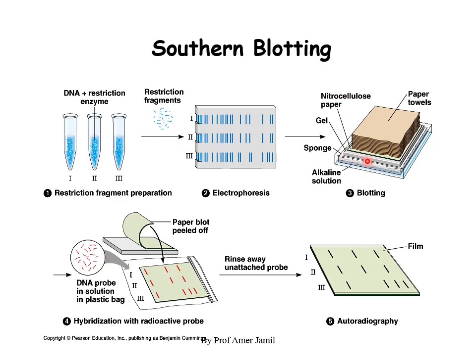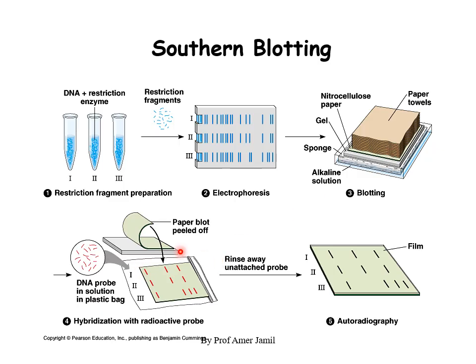So this is our gel, this is the sponge, this is the buffer, and these are the paper towels. With capillary action, the whole thing will move up, meaning the DNA bands, and because of the alkaline solution they will be single-stranded DNA, with no hydrogen bonds, so they will be transferred to the nitrocellulose membrane or nitrocellulose paper here. And now we want to check whether our gene of interest is there or not, or if it is there, where it is present.